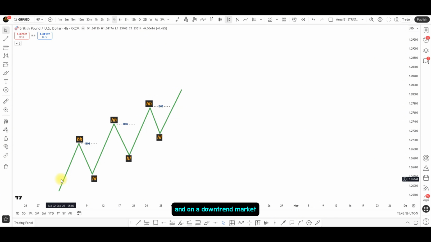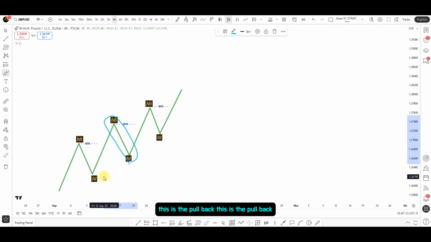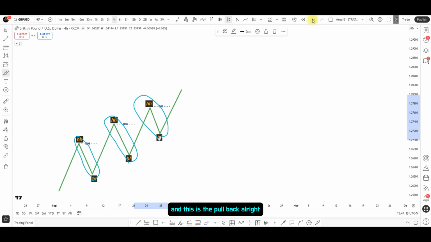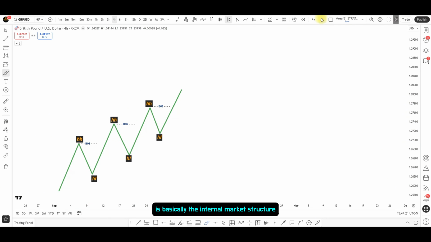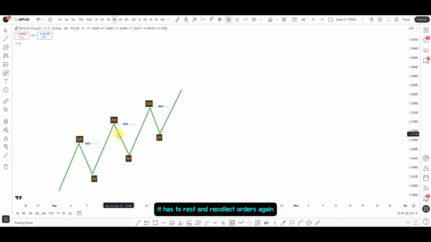And on a downtrend, the market is going to be different. So this is how an uptrend market structure pretty much looks like. Anytime the market creates a higher high, it creates what we call a higher low. And the higher low is what we call the pullback. This is the pullback, this is the pullback, and this is the pullback. The pullback is basically the internal market structure. When the price creates a higher high, it has to rest and recollect orders again. So it creates what we call a pullback.